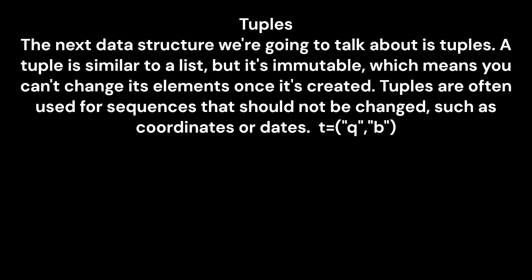Tuples. The next data structure we are going to talk about is tuples. A tuple is similar to a list, but it's immutable, which means you can't change its elements once it's created. Tuples are often used for sequences that should not be changed, such as coordinates or dates. In Python, you can create a tuple using parentheses, like this. my_tuple = ("apple", "banana", "cherry").